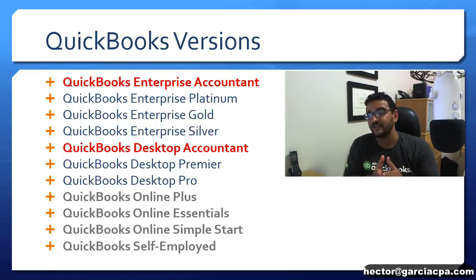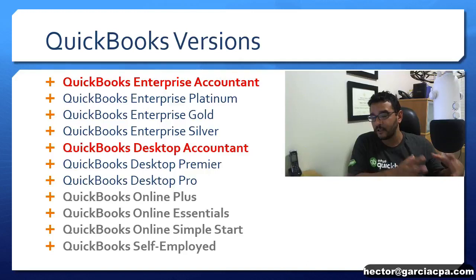And the desktop edition is really split into two groups. The Enterprise editions, often called Enterprise Silver, Gold, Platinum, or Accountant, which is the one that we're using for this video, and also the lower end editions, which are usually called QuickBooks Desktop Pro or QuickBooks Premier Edition.